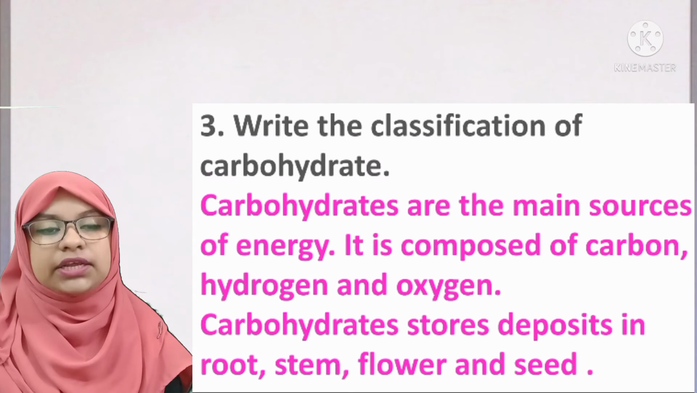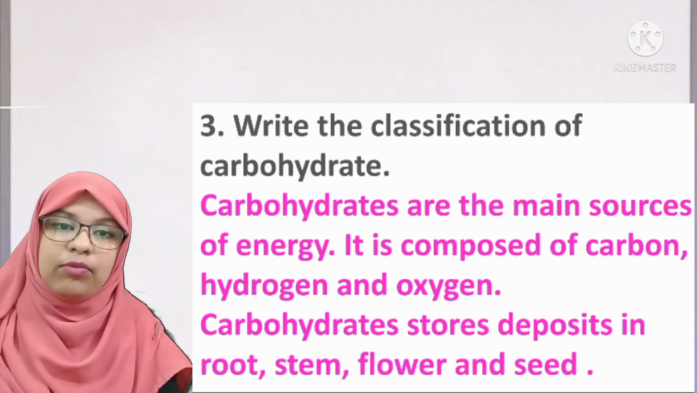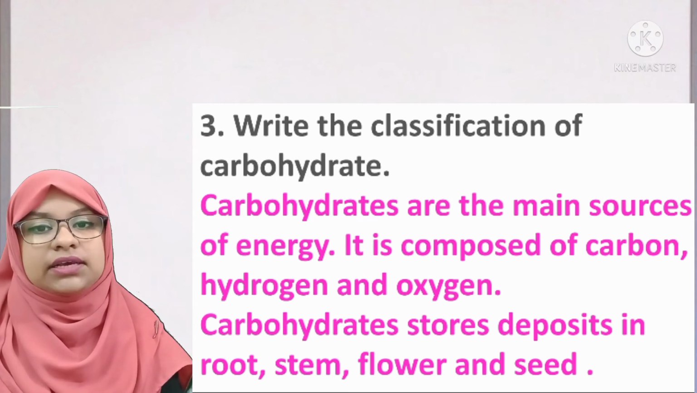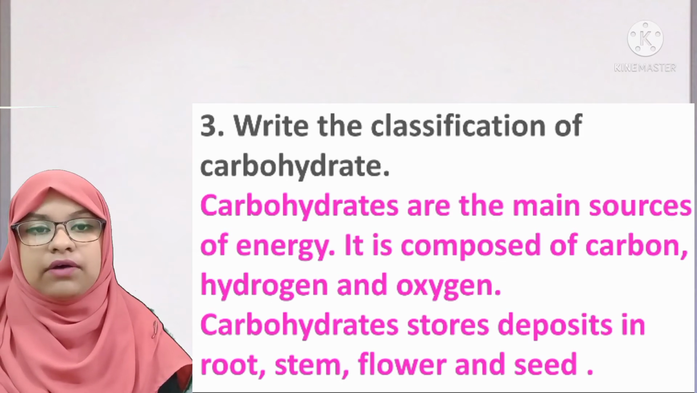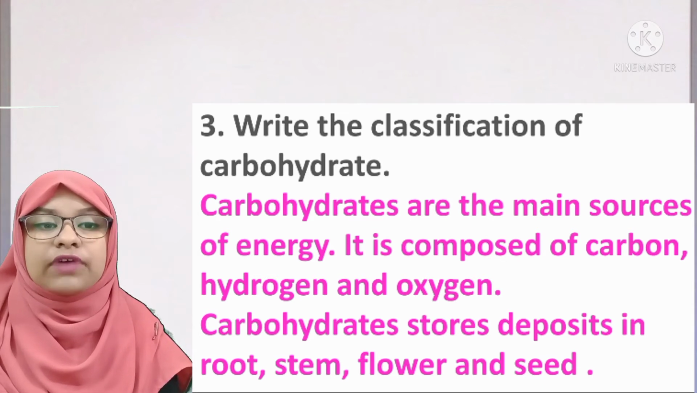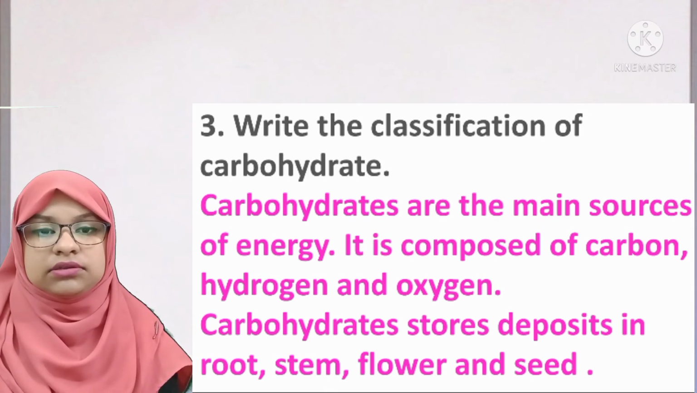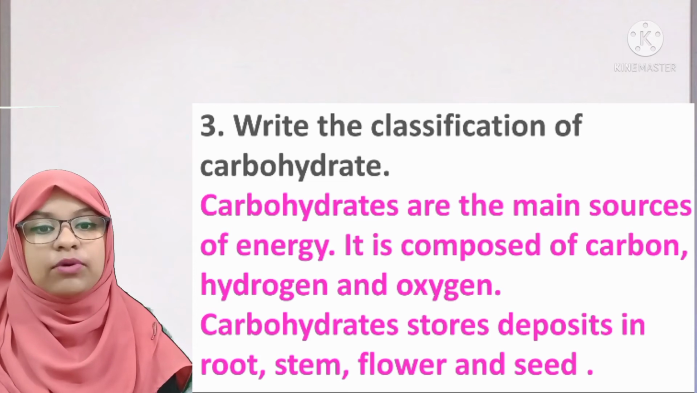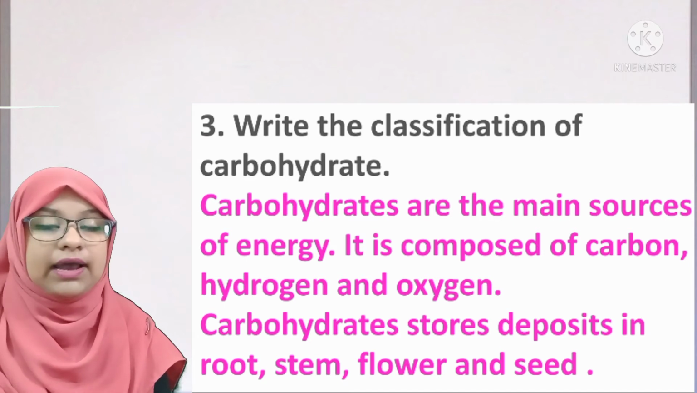Our third understanding question is about classification of carbohydrate. Carbohydrate is the main source of energy and is a very important element for our body's growth. It is composed of carbon, hydrogen and oxygen. Mark this line: carbohydrate is composed of carbon, hydrogen and oxygen. Carbohydrates are stored in root, stem, flower and seeds.